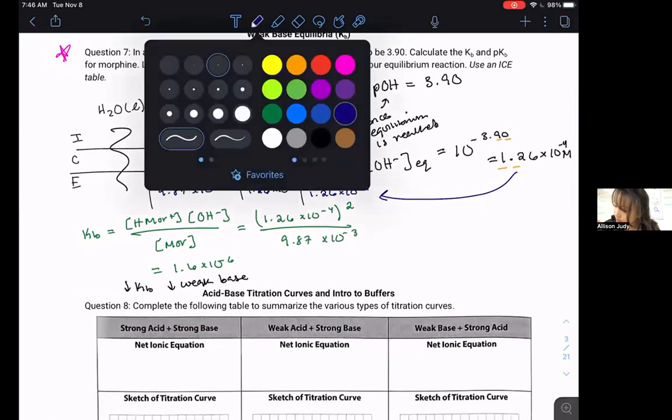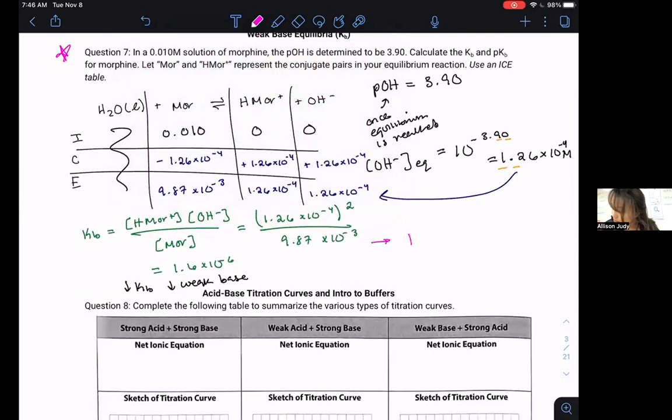Well, the pKb is equal to negative log of Kb. So I simply do negative log of 1.6 times 10 to the negative 6. And notice I did report in my sig figs of 2 for my final answers. So I get a pKb of 5.6, okay?